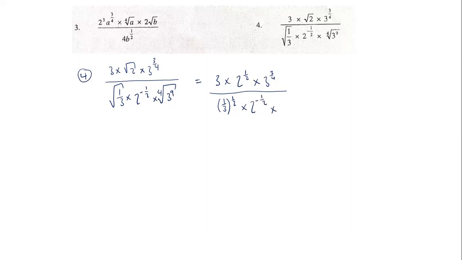Again, we need to change our 4th root into exponential form. So that means here we're going to have 3 to the power of 9, which is this, multiplied by our 4th root, which is 1 over 4.